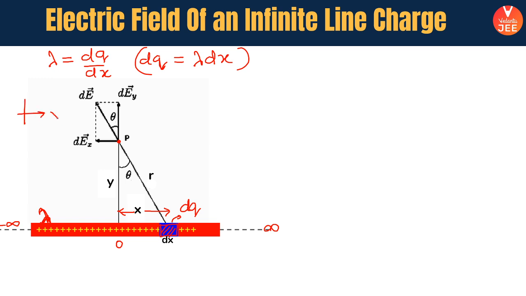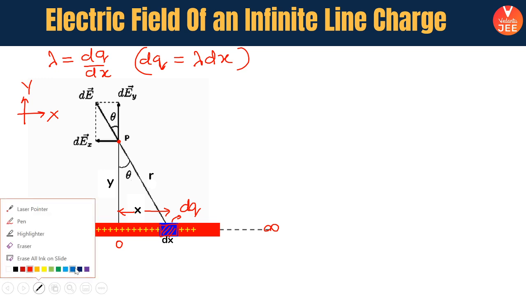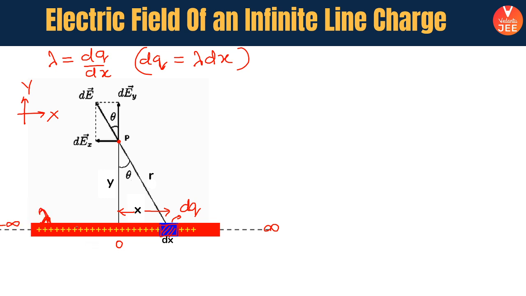If this is my coordinate system, this is x, this is y, then the y component is dEy and the x component is dEx. Now guys, if I consider point O to be the point of symmetry, then exactly at the same distance x on the left hand side also, there will be an element having charge dq, having the same size dx and symmetrically placed, such that its electric field vector also has the same magnitude dE, because this has the same value of x here.